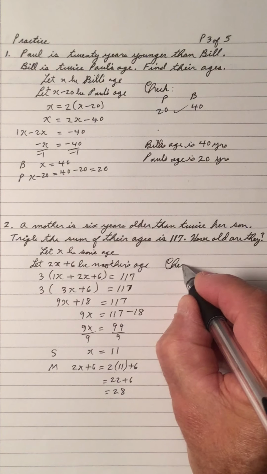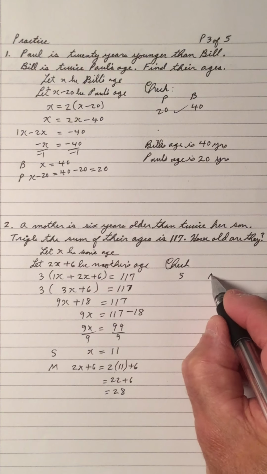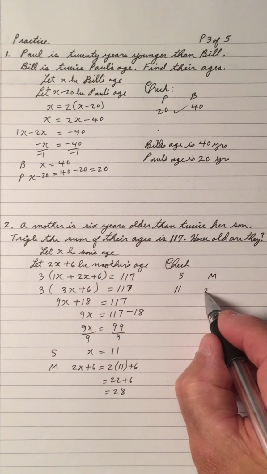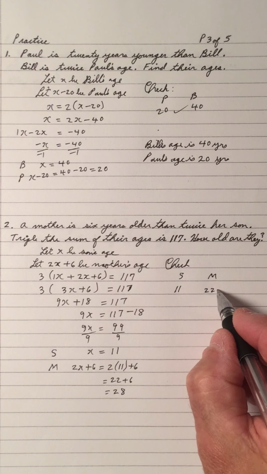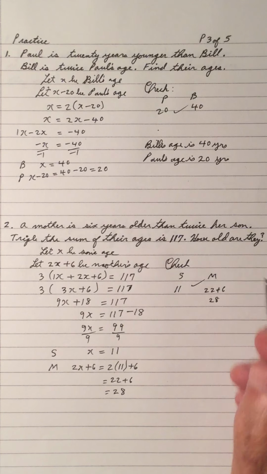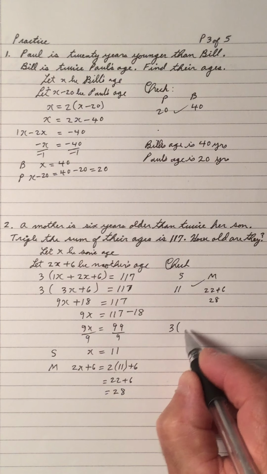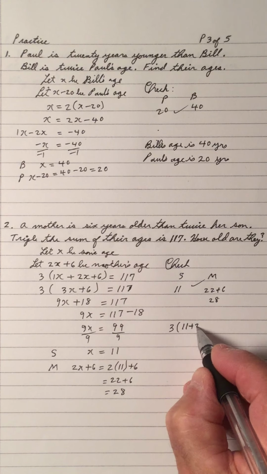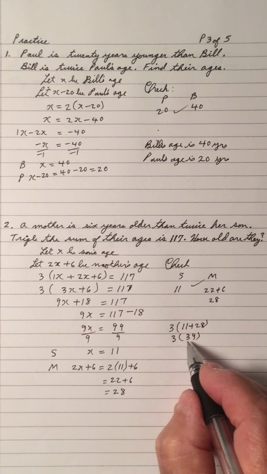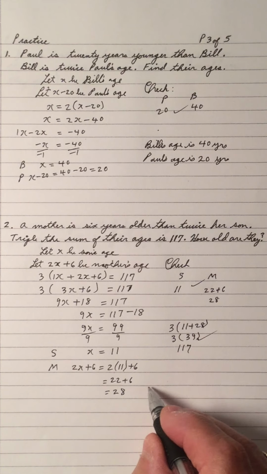But again, let's check. Let's say the son and the mother. So the son is 11. So the mother is twice the son's age, which is 22. And we add on 6. So that's 28. Okay, that makes sense. Triple the sum of their ages. So their ages are 11 and 28, which sum to 39. If we triple, 3 times 39 is 117, and that's true. So we have it verified.